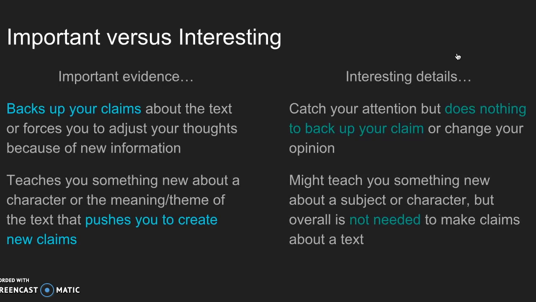Important evidence backs up your claims about the text or forces you to adjust your thoughts because of new information. It teaches you something new about a character or the meaning or theme of the text that pushes you to create new claims. Interesting details catch your attention, but do nothing to back up your claim or change your opinion, and that should read do and not does. And interesting details might teach you something new about a subject or character, but overall, they're not needed to make claims about a text.